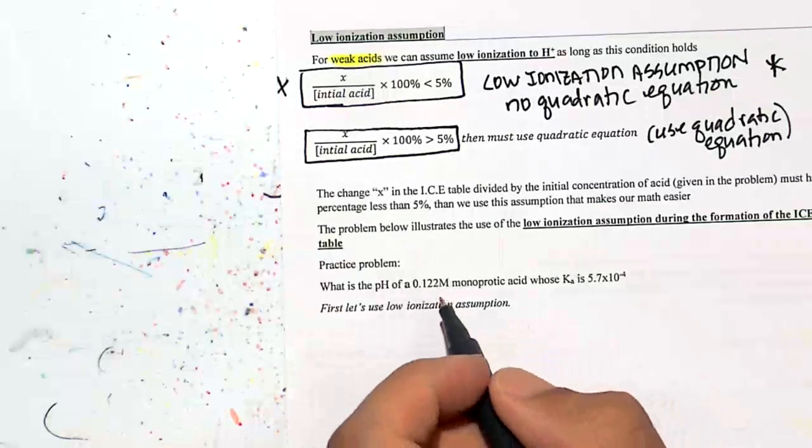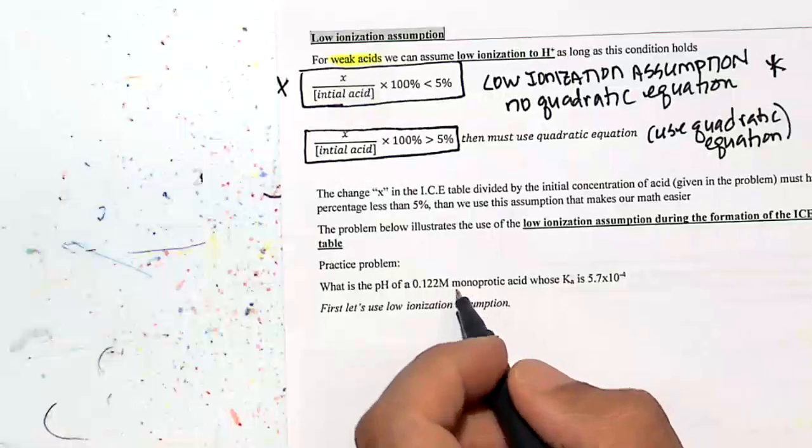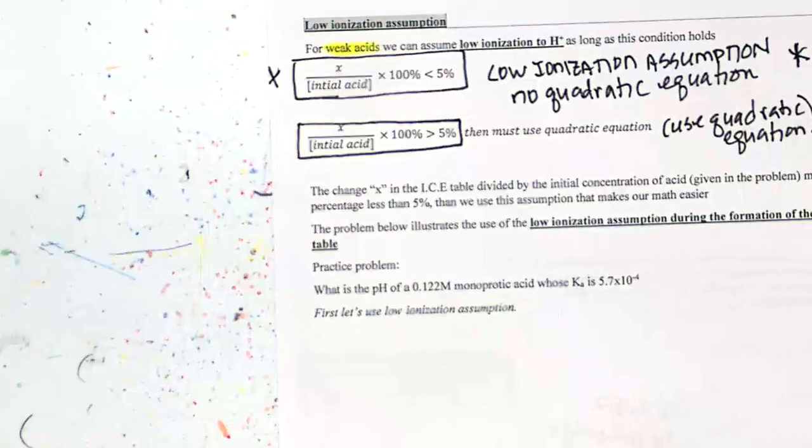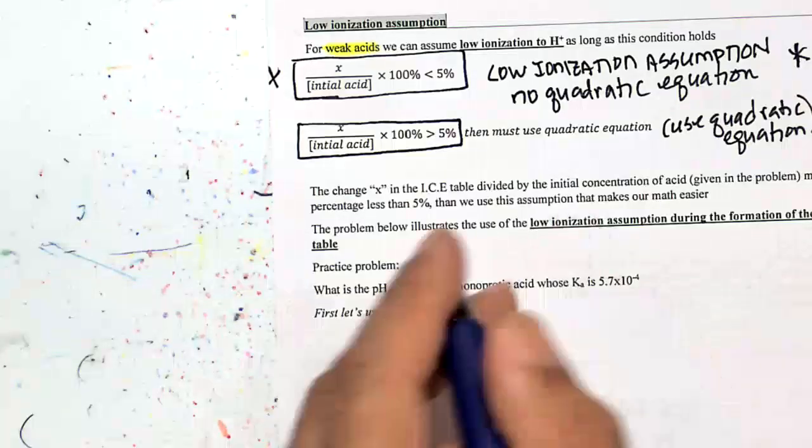So what is the pH of a 0.122 molar monoprotic acid whose Ka is 5.7 times 10 to the minus 4? Monoprotic, what does monoprotic mean? How many protons does it give off? One. So the first thing that we want to do here is write our equation. You should know this for the exam.